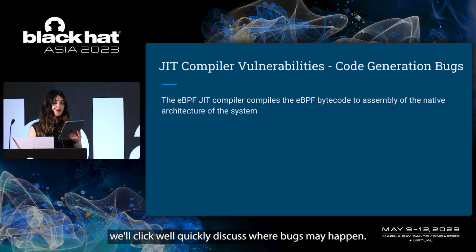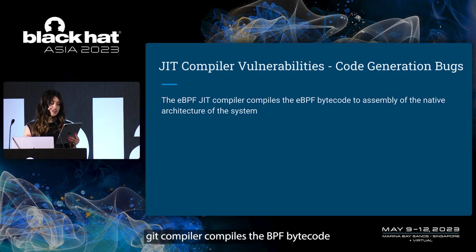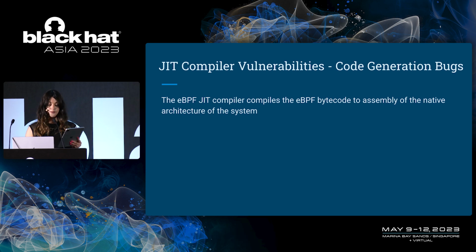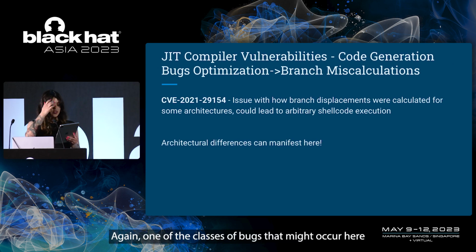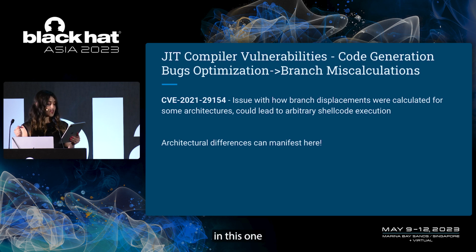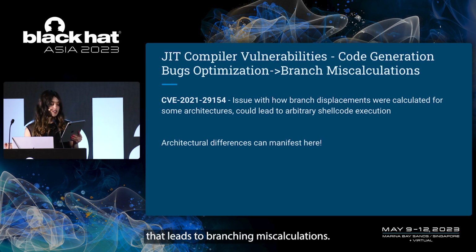We'll quickly discuss where bugs may happen in the other two components I listed, starting with the JIT compiler. The eBPF JIT compiler compiles the eBPF bytecode to assembly of the native architecture of the system. One of the classes of bugs that might occur here are code generation bugs, but this is a broad category. The example here is caused by optimization of code generation that leads to branching miscalculations. The CVE listed here is a vulnerability with how branch displacements were calculated for some architectures, which could cause the eBPF program to branch to an unexpected location in the program.